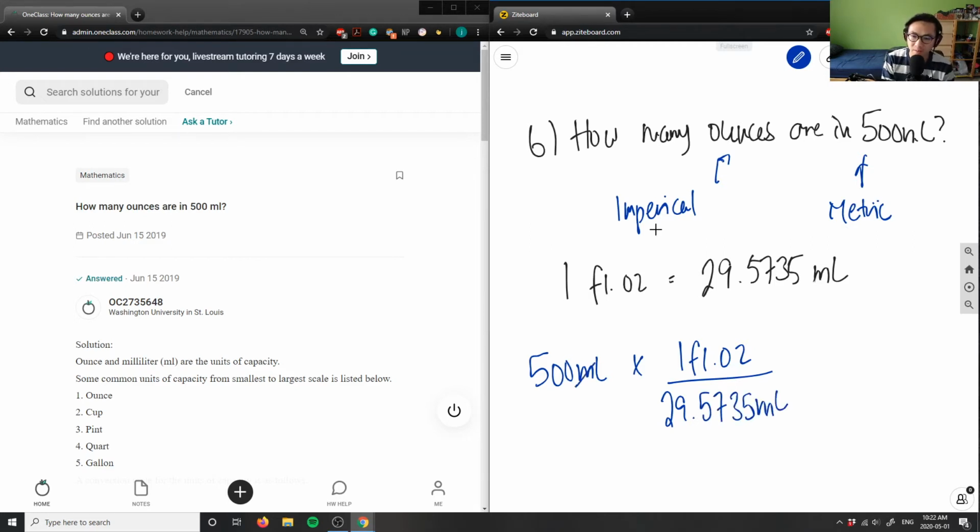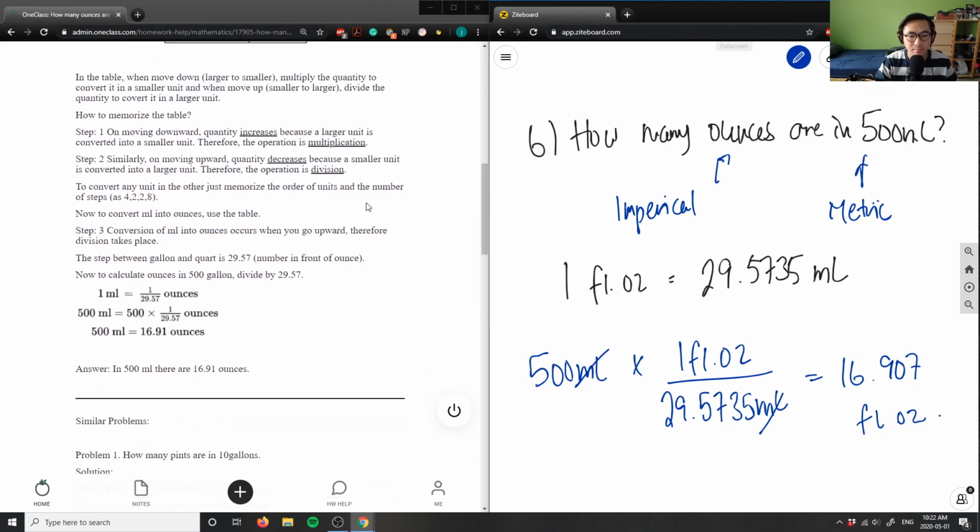So in this case, the milliliters are going to cancel out and I get 500 times 1 divided by 29.5735, which would give me 16.907 fluid ounces here. And this solution is my answer here. 16.907 will be my answer for this problem.